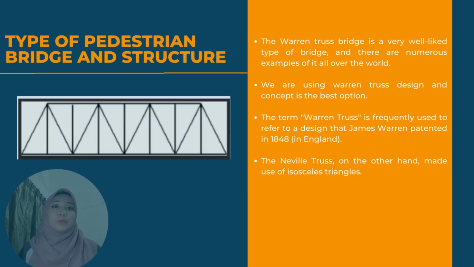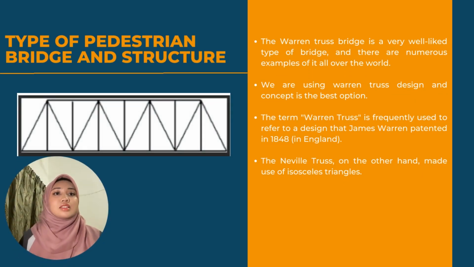The Warren Truss Bridge is a very well-liked type of bridge. We all agree that the Warren Truss design and concept is the best option because it evenly distributes the load across a number of members, which is one of its main advantages. The Warren Truss Bridge is extremely sturdy due to the use of rigid triangles in its construction. Furthermore, Warren Truss bridges use less construction material than the majority of other bridge designs.